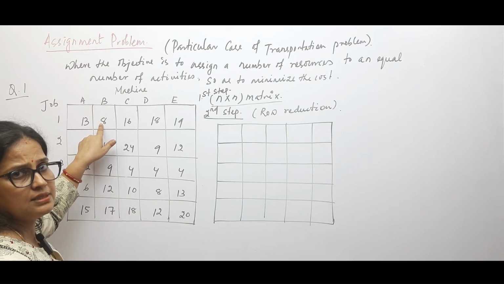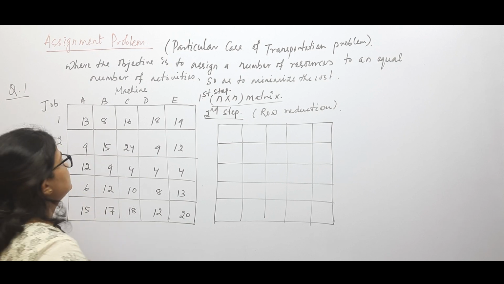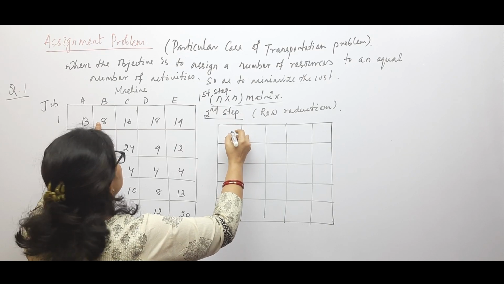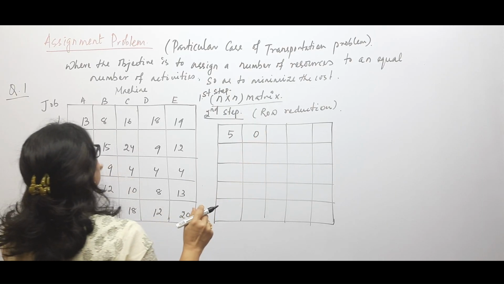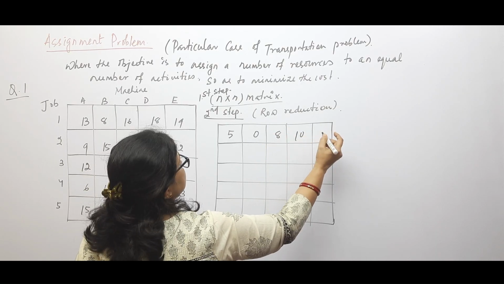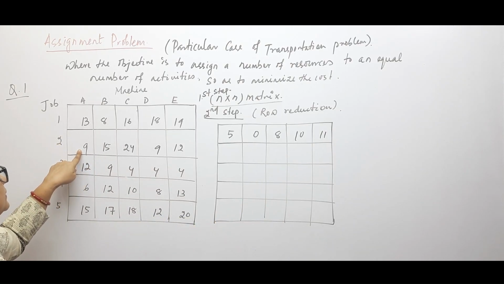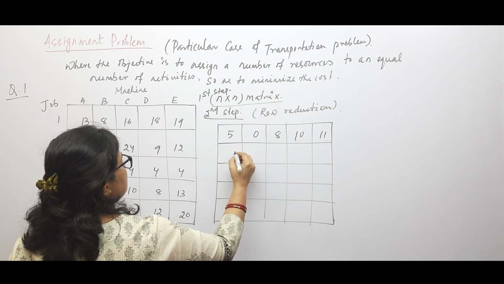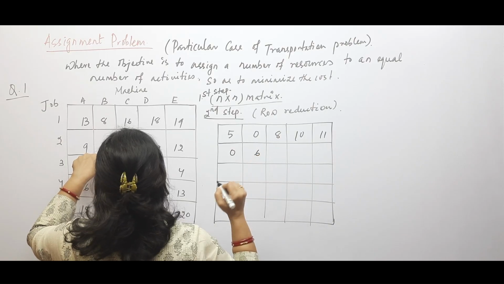So the number is 8. What do we have to do? We have to subtract it. This is 5. This is 0. 8. Then 10. Then here 11. Like this, we will subtract, and we will check this row. The least cost is 9. So we need to subtract it from each cell. Like 9 minus 9 is 0. 15 minus 9 is 6.